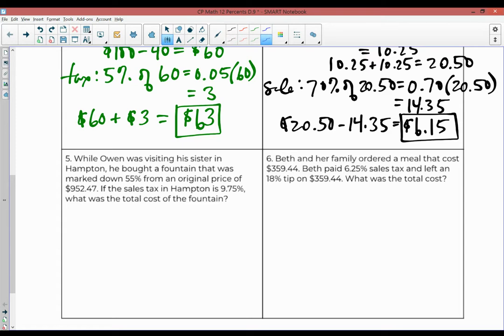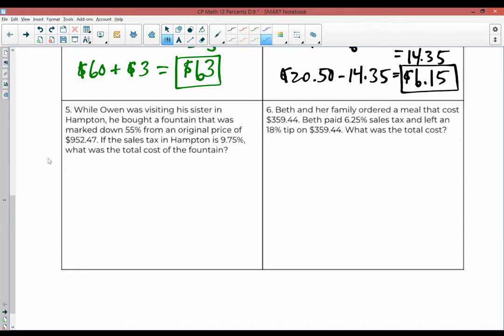While Owen was visiting his sister in Hampton, he bought a fountain that was marked down 55% from an original price of $952.47. If the sales tax in Hampton is 9.75%, what is the total cost of the fountain? This feels bougie, but here we are. All right, let's do it.